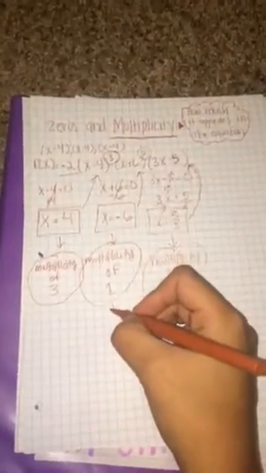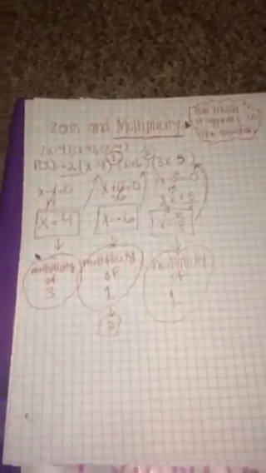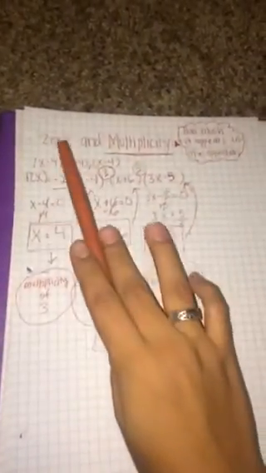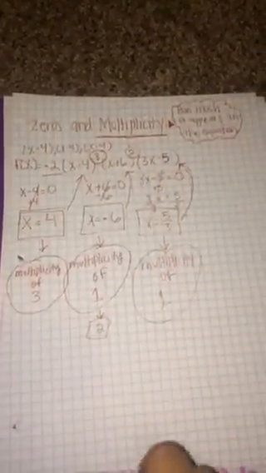But if we were to have, say for example, a squared right here, then this would have had a multiplicity of 2 because that means that it would have appeared 2 times in the equation. So that is basically what the multiplicity means. It's just how much they appear in the equation, and they relate to the zero because in order for you to find the multiplicity, you find the zeros, right?